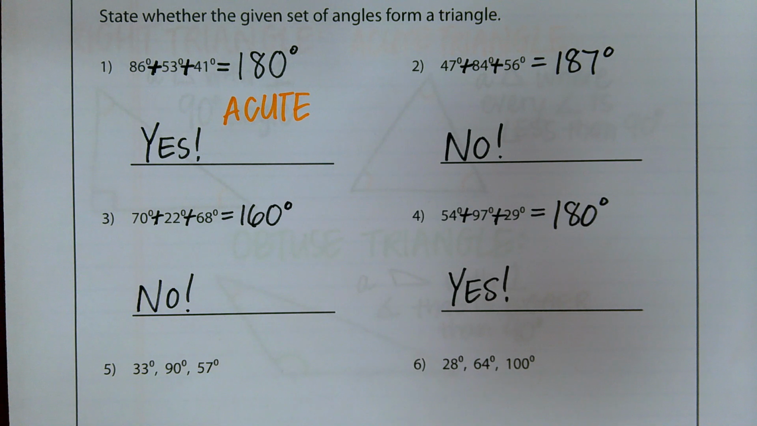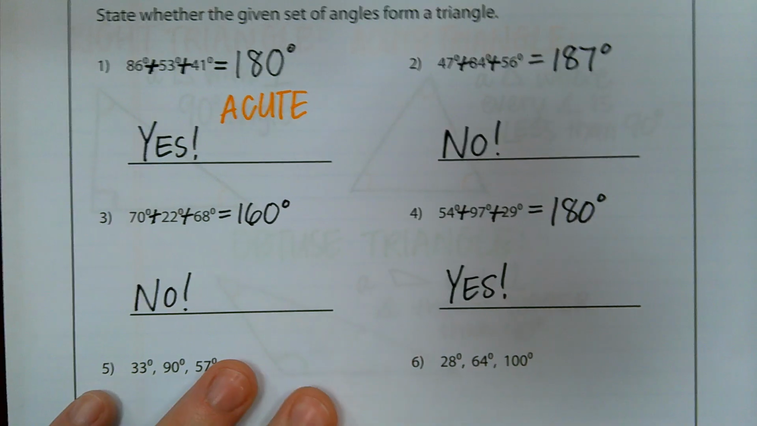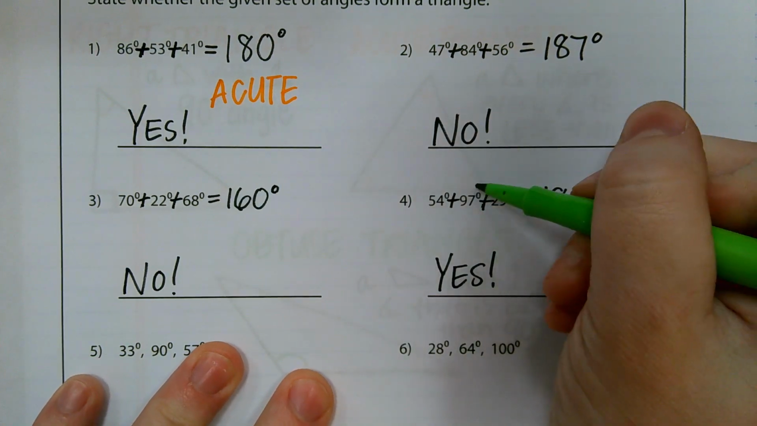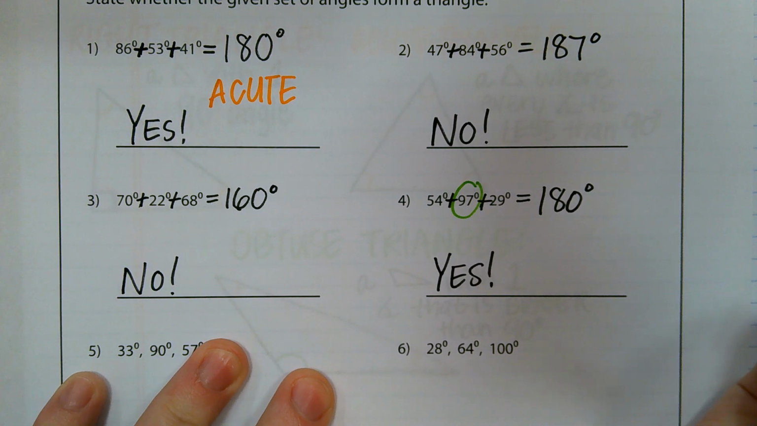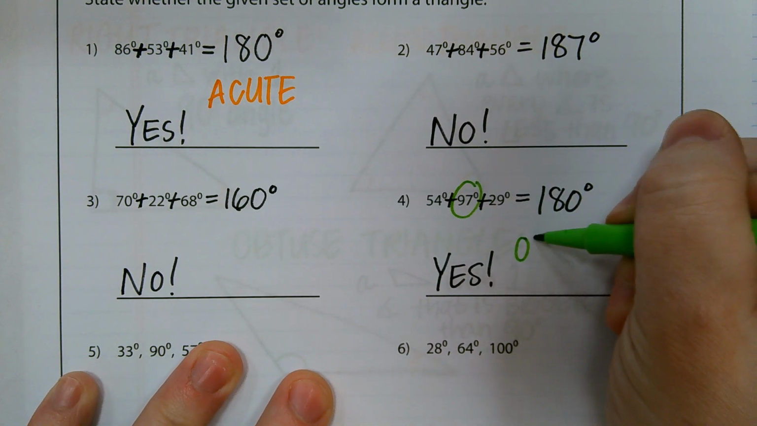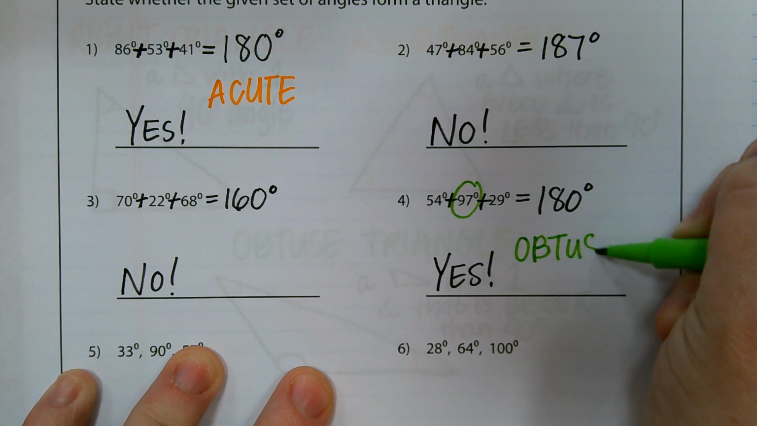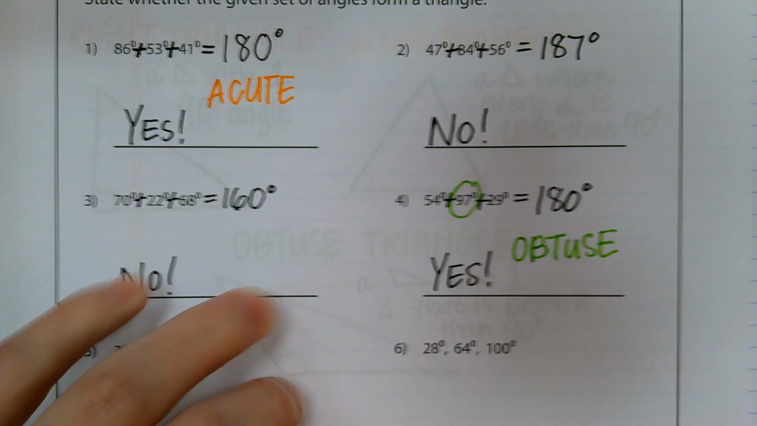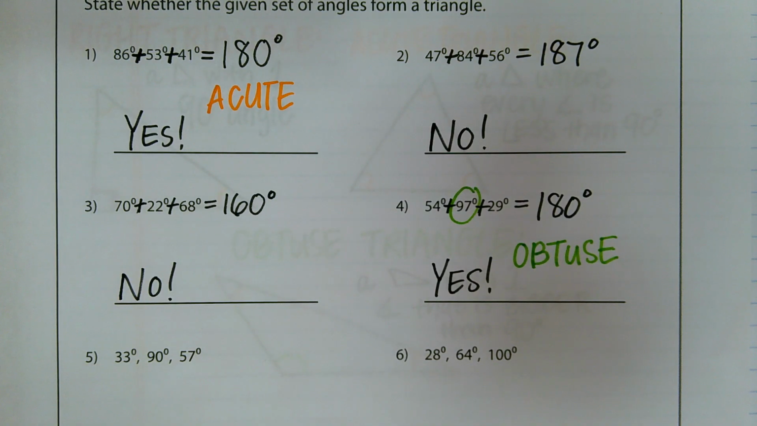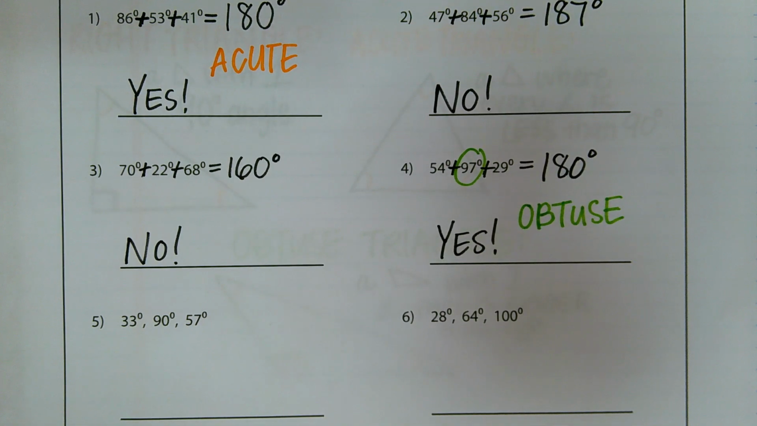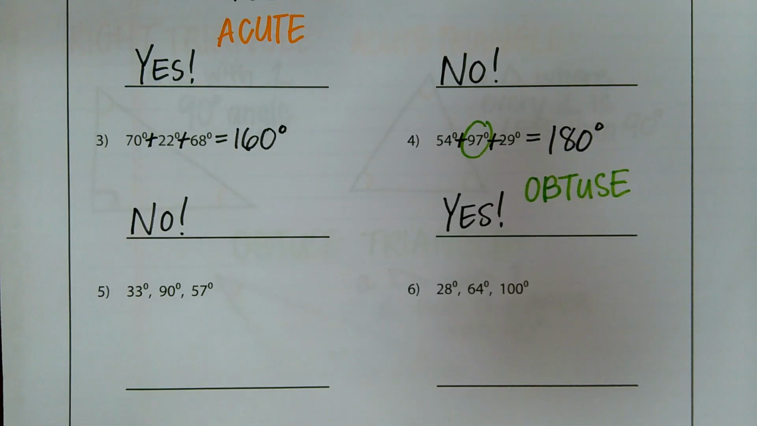How about number 4? Ooh, obtuse. Why is it obtuse? There's one that's more than 90. Yeah, we've got an angle that's 97 degrees. If you have one that's more than 90, you have an obtuse triangle. Awesome.